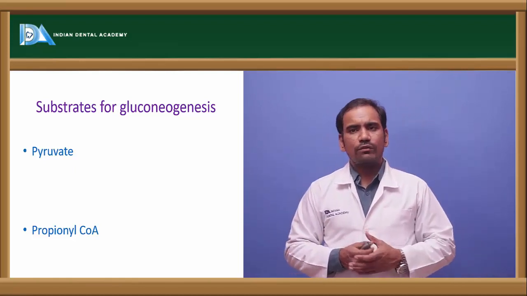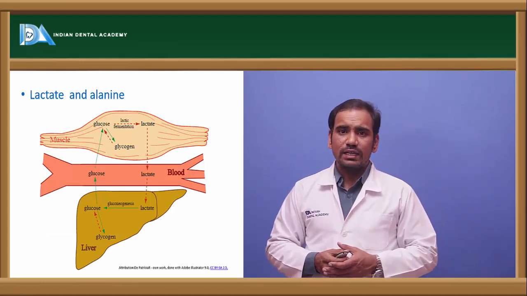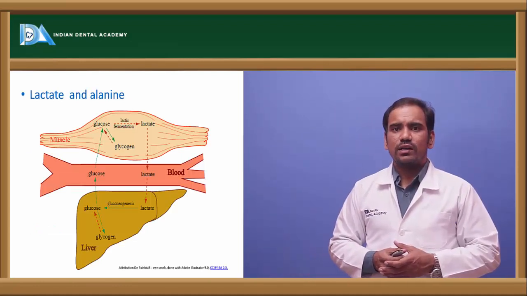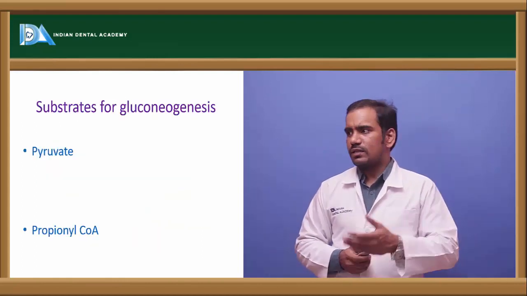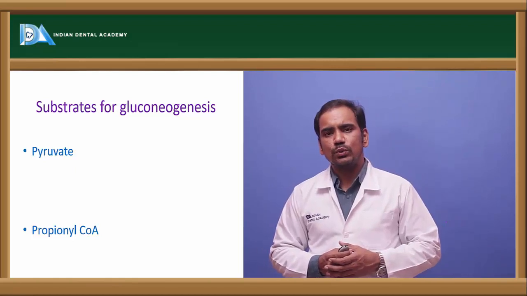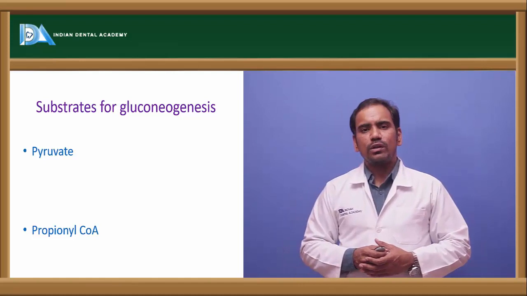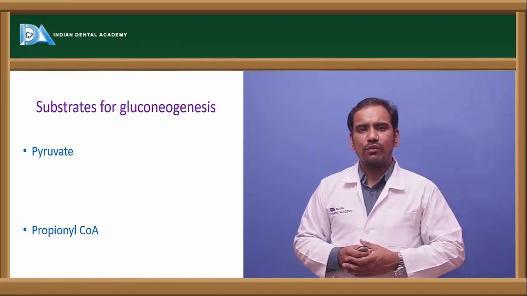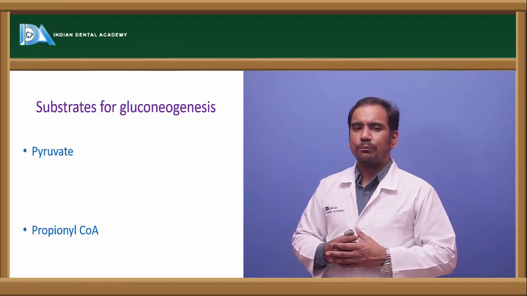Those are pyruvate, propionyl-CoA, lactate, alanine. So these are the non-carbohydrate sources from which glucose can be synthesized. Pyruvate, we have just seen how pyruvate is converted into glucose. And coming to propionyl-CoA, that propionyl-CoA which is formed from the oxidation of odd chain fatty acids is utilized in the synthesis of glucose.